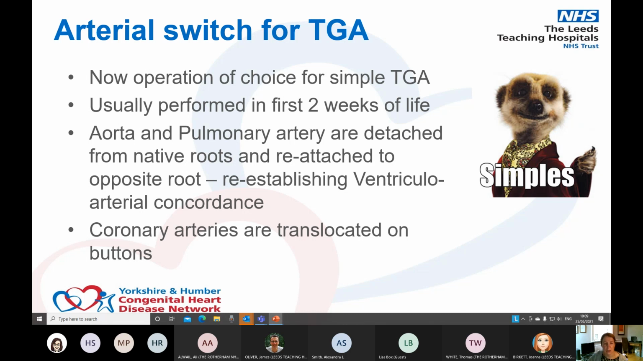So what do they do? Well, the aorta and the pulmonary artery are detached from their native roots, and they're reattached on the opposite root, which re-establishes ventriculo-arterial concordance. Sounds pretty simple, really. So just switch the arteries back over and make it all back to normal. The problem is that the coronary arteries are translocated on buttons. And I'll show you a little bit more detail about this. And this is what makes the operation technically quite challenging.